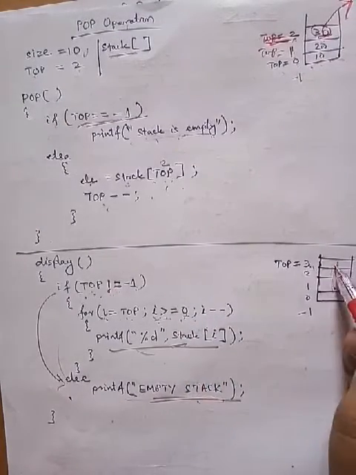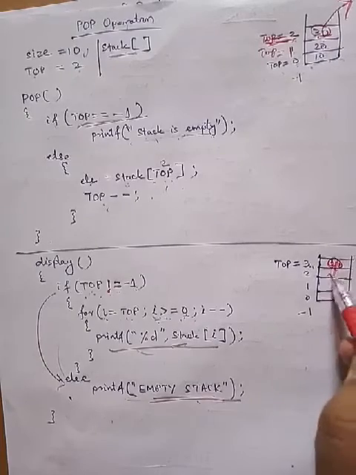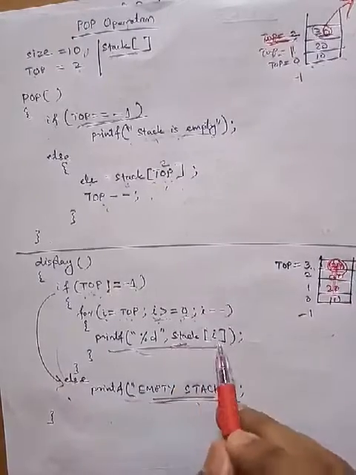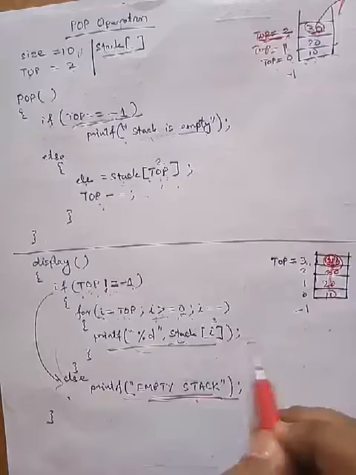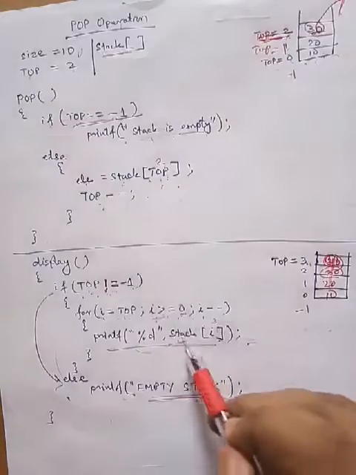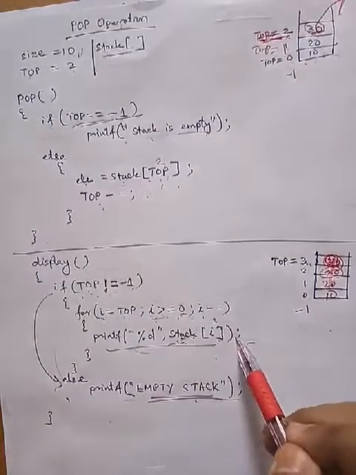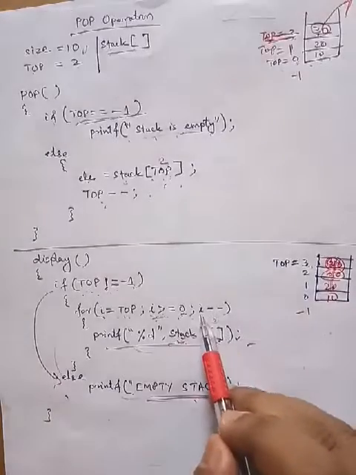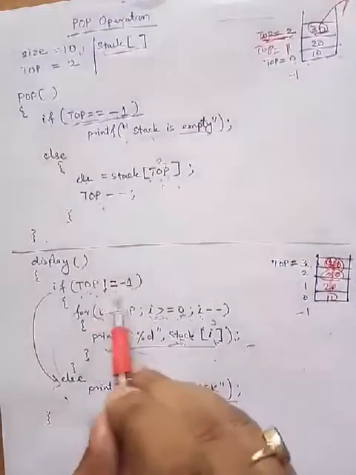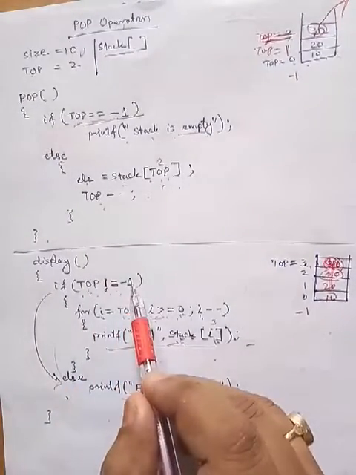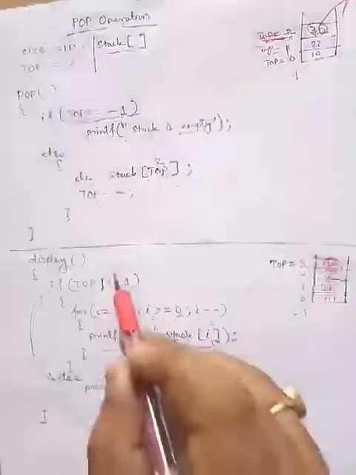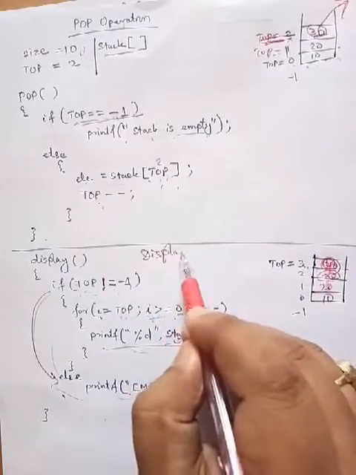If I is equal to 3, suppose the elements are 40, 30, 20, 10, then 40 will be printed: stack of I, which means stack of 3. So stack of 3 will be printed. Similarly the I value will be decremented, then the next element, stack of 2, will be printed, then stack of 1, then stack of 0. Then the I value will be decremented to minus 1. When I is equal to minus 1, that means top is equal to minus 1, it will come to this statement and terminate. Now this is how to display the elements from the stack.